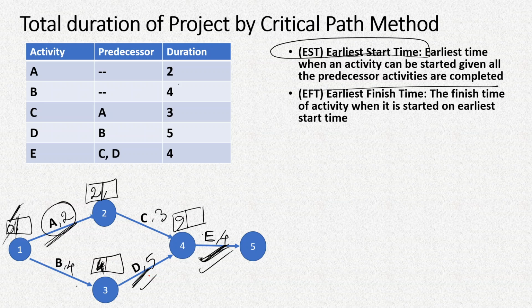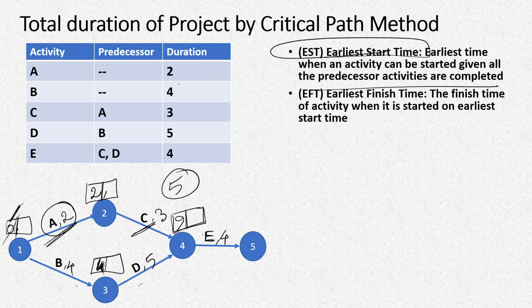Similarly, for activity C, the earliest finish time will be 2 plus 3, that is 5 days, or the 5th day. But for activity D, the earliest finish time will be 4 plus 5 days, that is the 9th day. And similarly for activity E, it will start on the 9th day, it will take 4 more days, so the 13th day will be the earliest finish time.